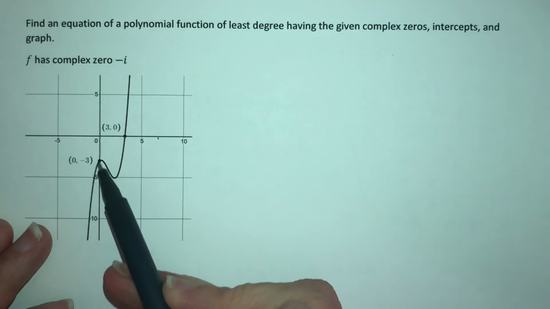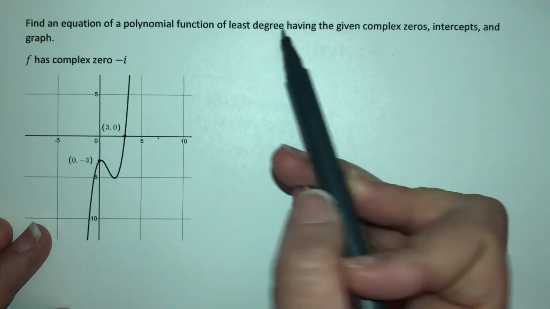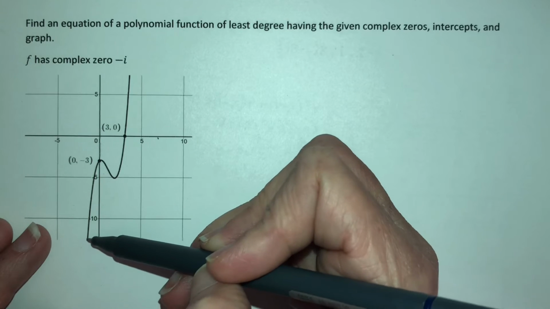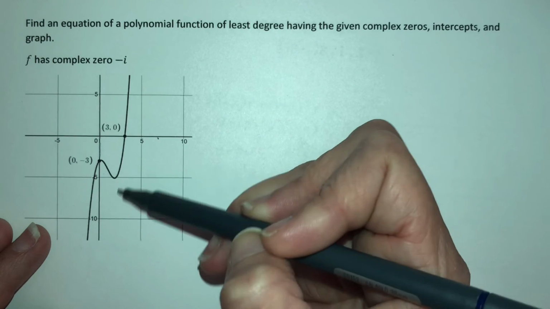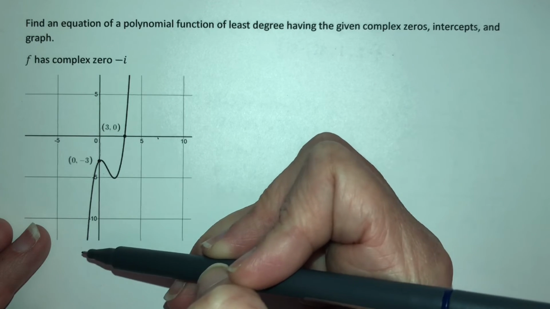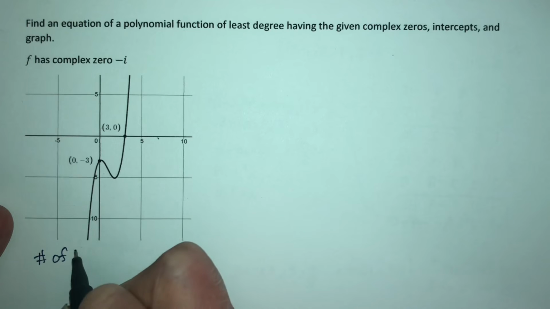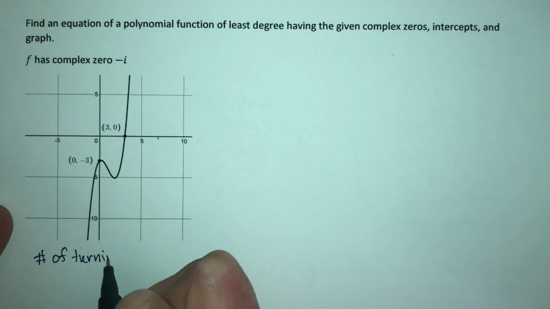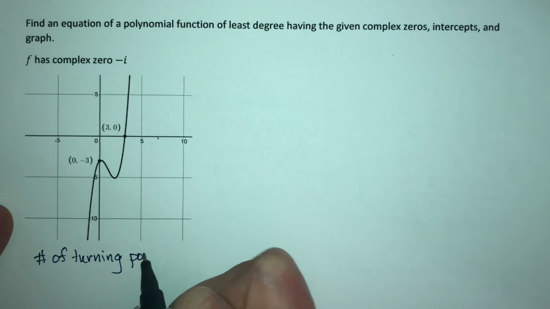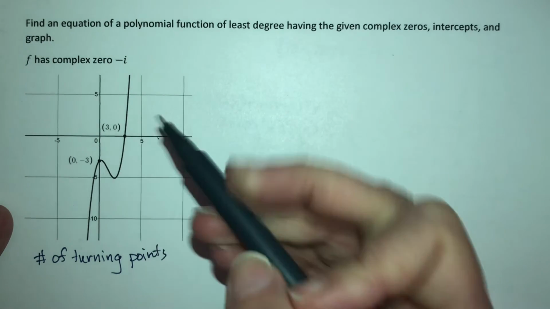One of the first things we want to do is to try to figure out the smallest degree. And to do that, we count the number of times our graph changes directions from positive to negative and increasing to decreasing. We call these turning points. Okay, this changes direction twice.